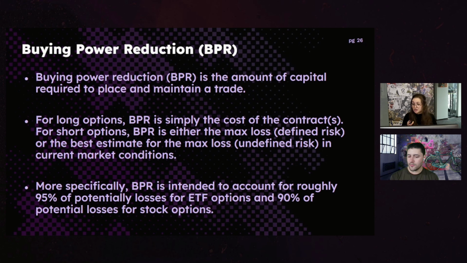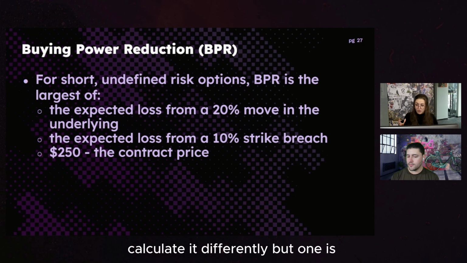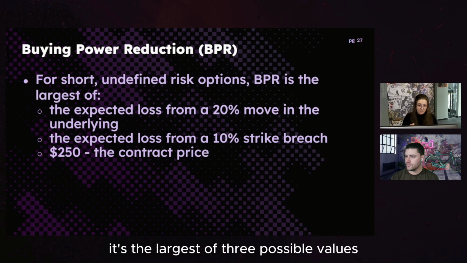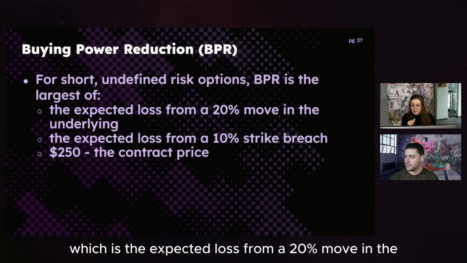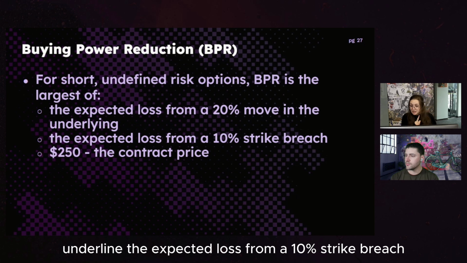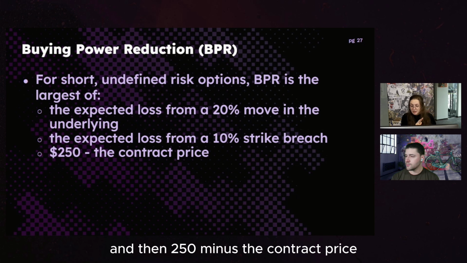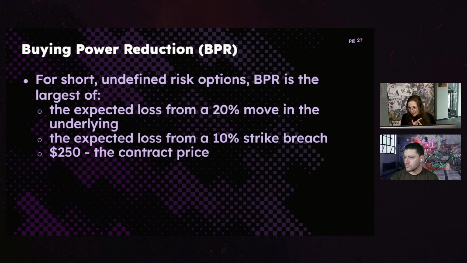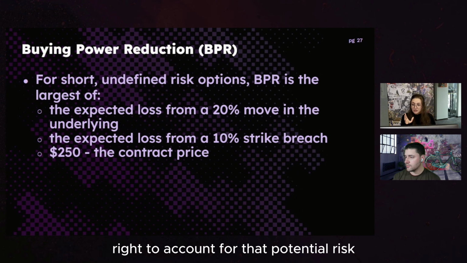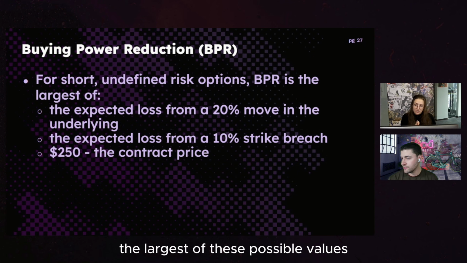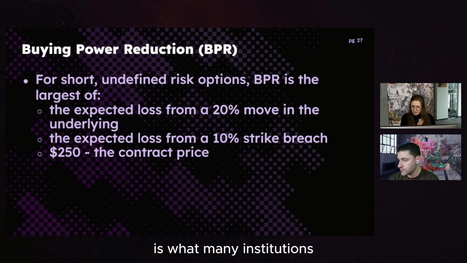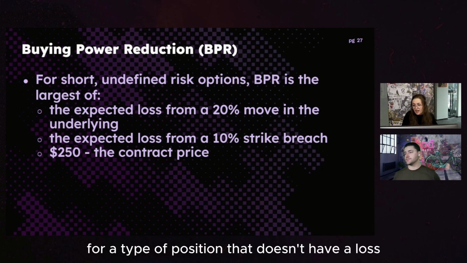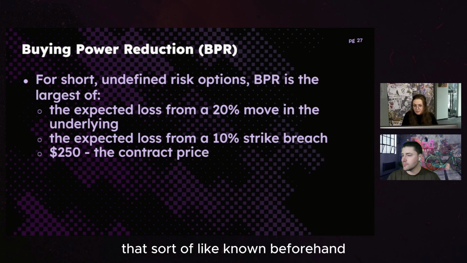And different institutions are going to calculate it differently, but one is for undefined risk options. It's the largest of three possible values, which is the expected loss from a 20% move in the underlying, the expected loss from a 10% strike breach, and then 250 minus the contract price. And that last one is really for cheap options, just so there's some minimum, right, to account for that potential risk. So it's the largest of these possible values is what many institutions estimate as the worst case loss for a type of position that doesn't have a loss that's sort of like known beforehand.